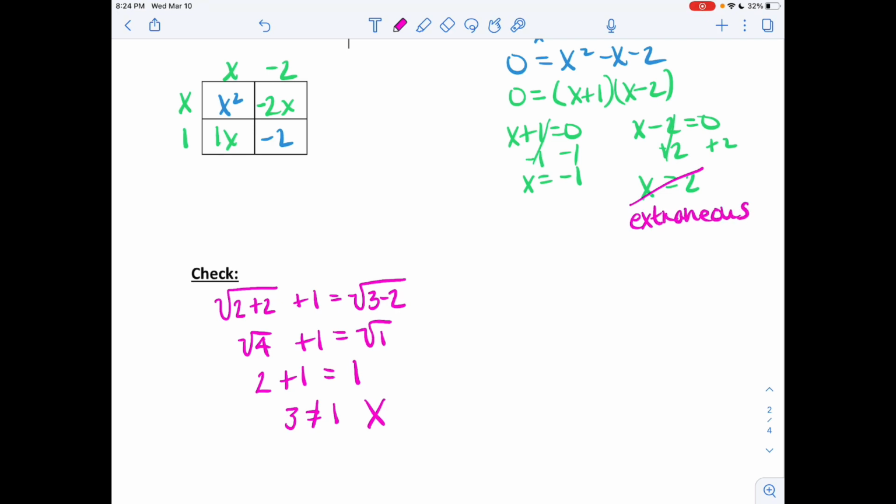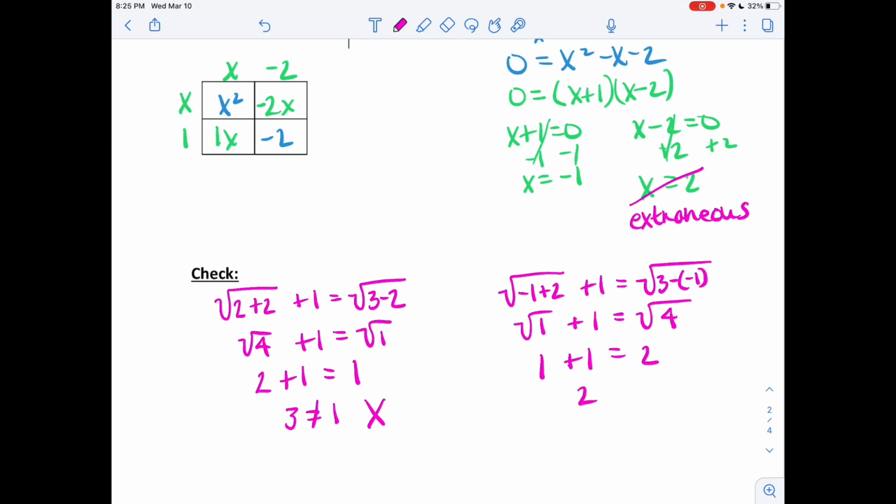Let's try negative 1. I'm going to plug a negative 1 in everywhere that I see x in the original equation. Square root of negative 1 plus 2, plus 1 is equal to the square root of 3 minus a negative 1. Be careful there, don't lose a negative sign. This will be square root of 1 plus 1 is equal to square root of 3 minus a negative 1. That's going to give me a positive 1, so this will be square root of 4. 1 plus 1 equals 2, and that is a true statement, so this is an answer.